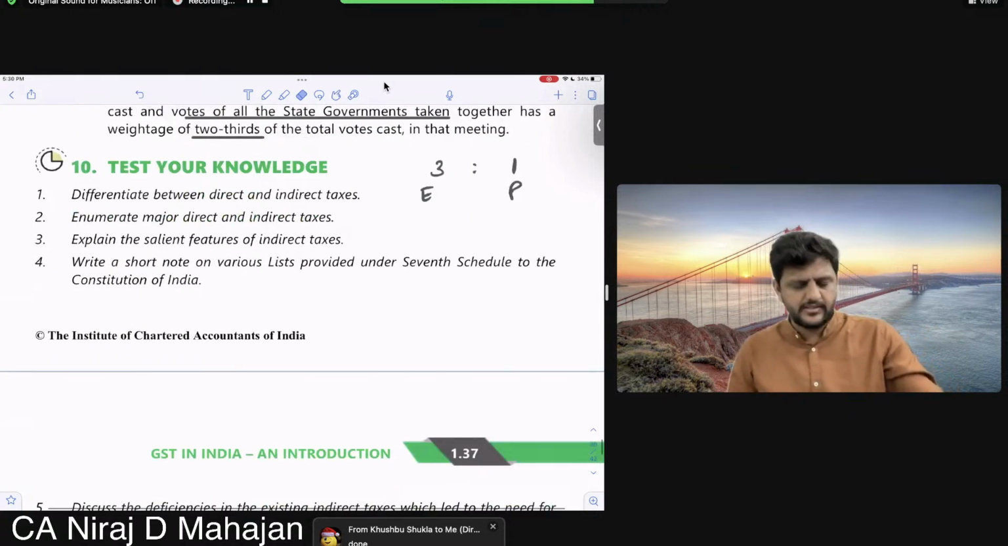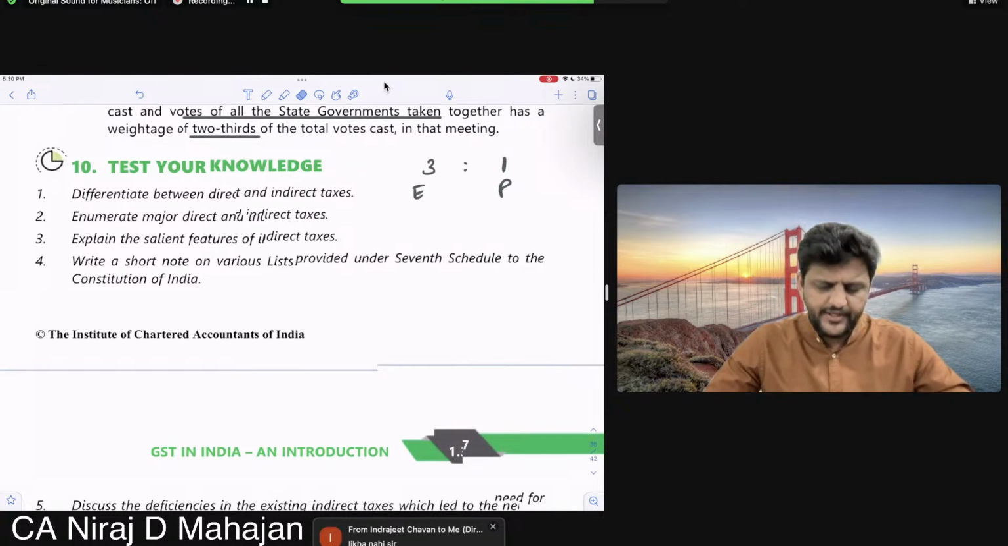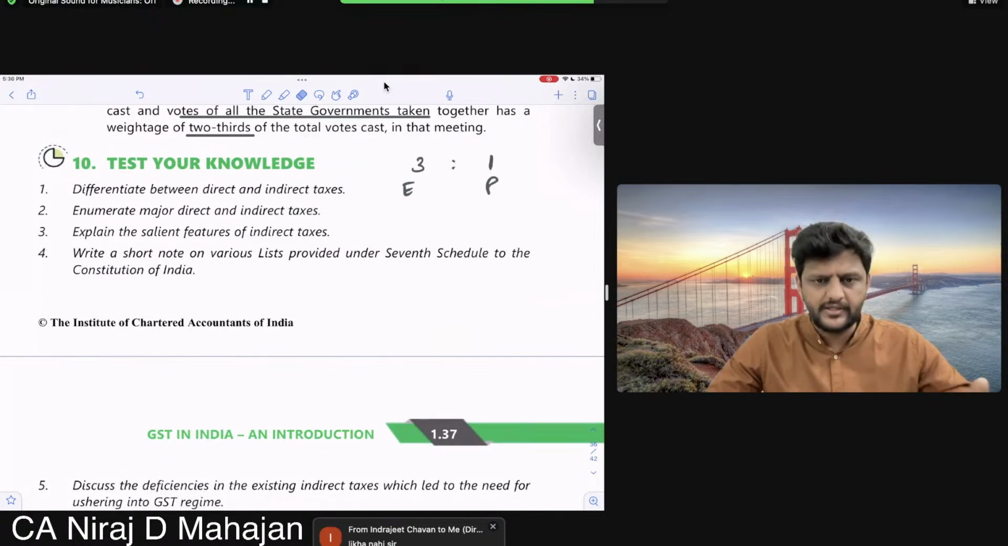Differentiate between direct and indirect tax. Let us take some cases. List major direct and indirect taxes. Give a list.